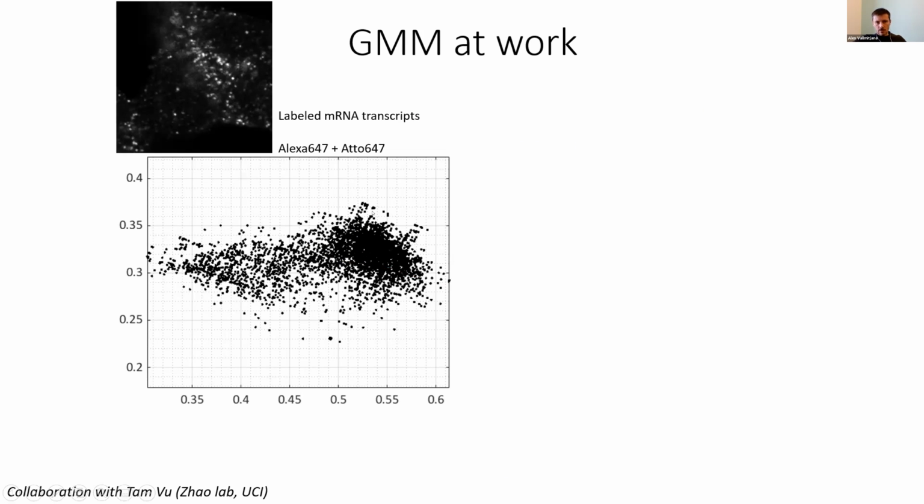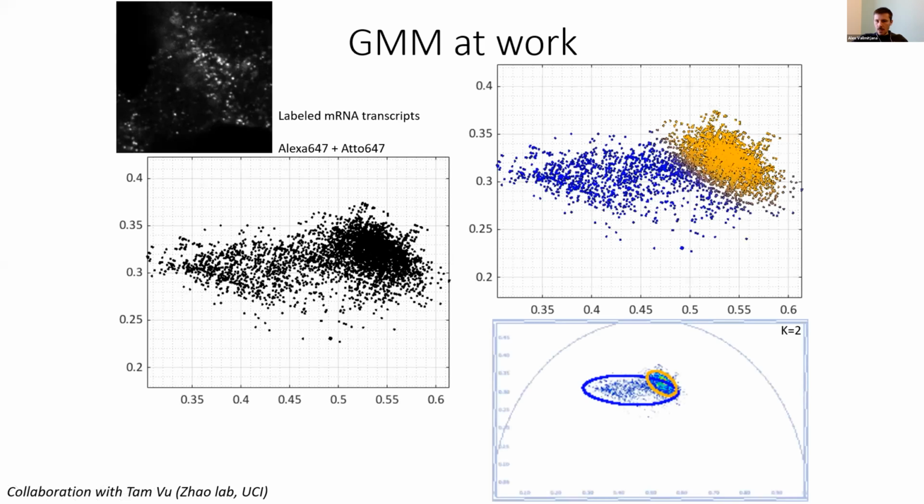As I was saying, you have 2 genes, one tagged with Alexa 647, one tagged with Atto 647. They are 2 probes that emit in the red part of the spectrum, but have different lifetimes. Alexa has a lifetime of about 1 nanosecond, Atto 647 of about 3.5. So you'd expect the Alexa to be the cluster on the right and the Atto the cluster on the left.